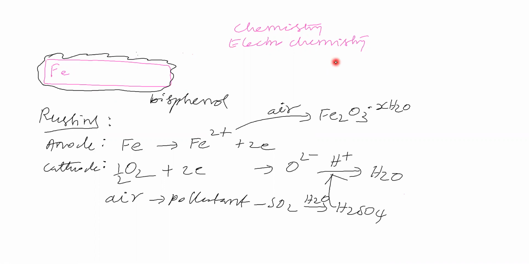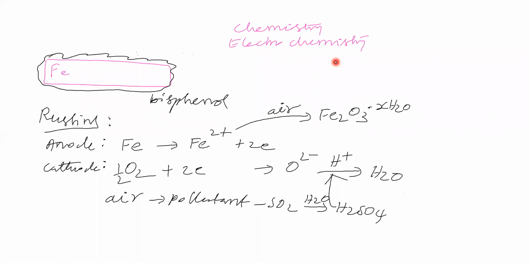Air is unable to come into contact, in the sense this cathodic process will not be there, and this oxidation also will not be there. Therefore, rust formation will not be there. Sir, okay. So prevention of rusting: one method is painting, another method is coating with a chemical. The chemical is bisphenol. So on coating with bisphenol, this rusting is prevented.